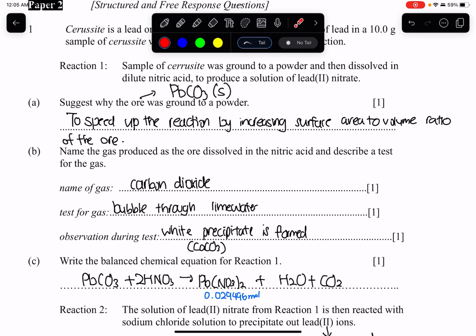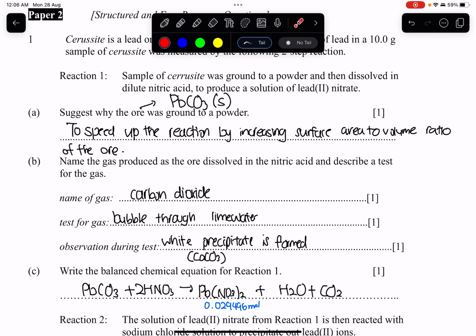So why the ore was ground to a powder, you can just tell me to speed up the rate of reaction by increasing the surface area to volume ratio of the ore. For those of you who wrote dissolve quicker, I gave you the benefit of the doubt because that's what the question said. However, I want you to focus on the rate of reaction rather than the rate of dissolving, because it means a different thing, especially when it comes to this kind of reaction.